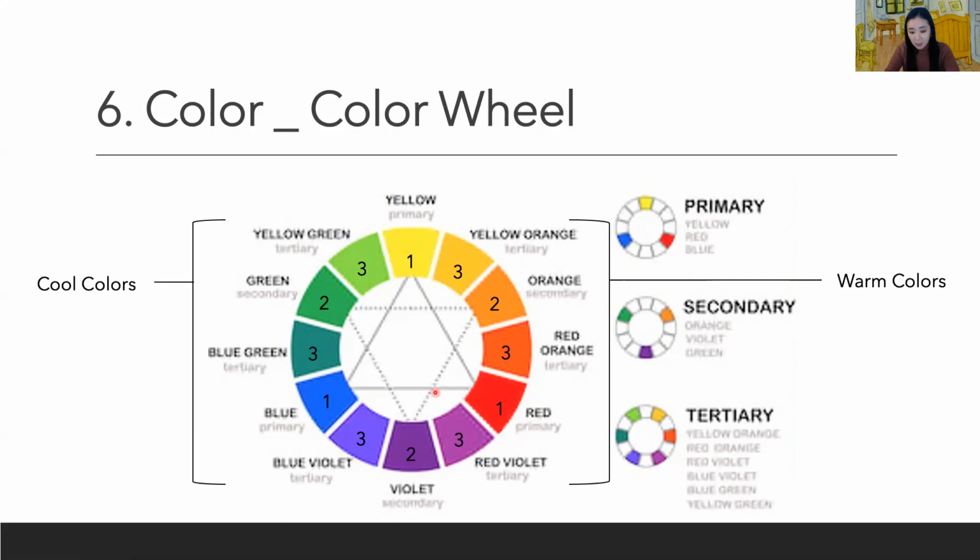And the tertiary colors. Tertiary colors are labeled number 3. These are the product of a primary color and a secondary color. So for example, when you mix one primary color, yellow, and one secondary color, green, then you can make yellow-green. That is called a tertiary color.